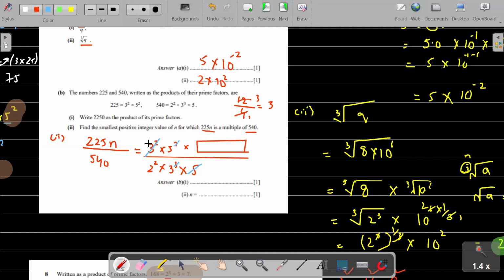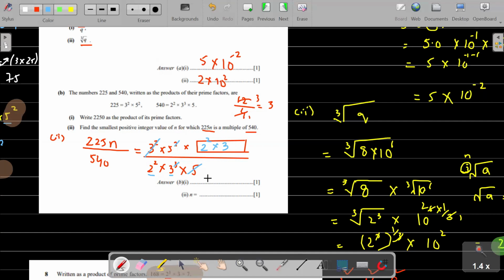Now the value of n will be those numbers which are left in the denominator. Those numbers are the value of n. So I'm left with 2 raised to power 2 and a single 3. That will be my value of n, because if it is a multiple of 540, then n will have this value, and the whole denominator will be cancelled with this. So how are you going to calculate this? Whatever is left in the denominator, you put as the value of n. Understood? This kind of question will come again, and we will be doing this again as well.